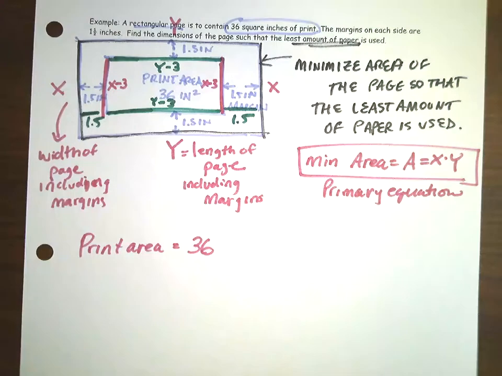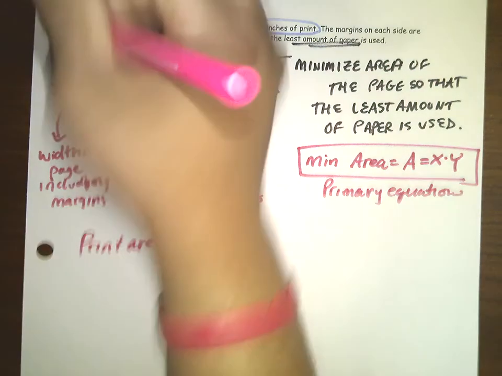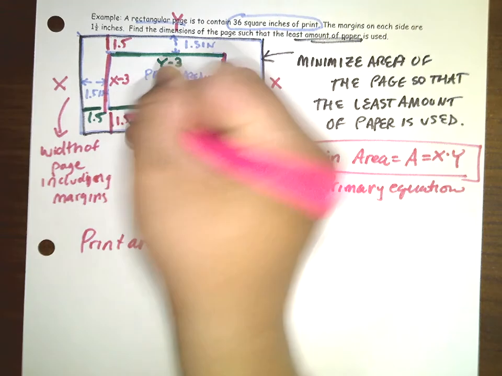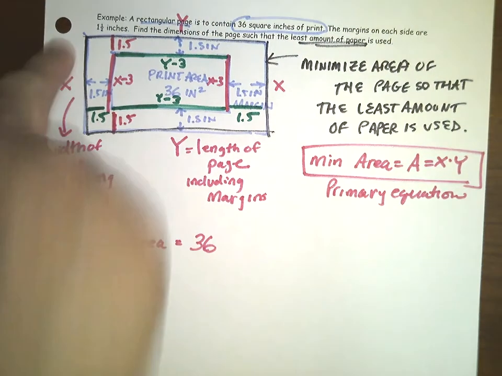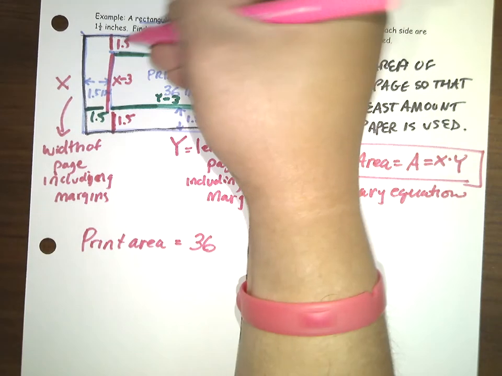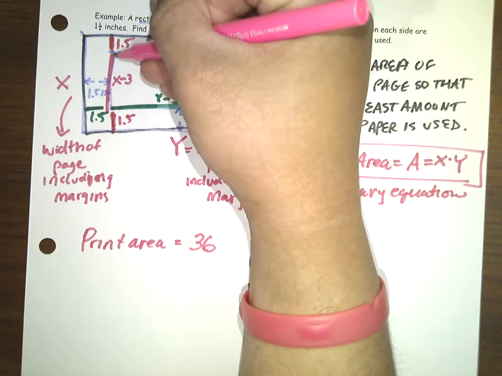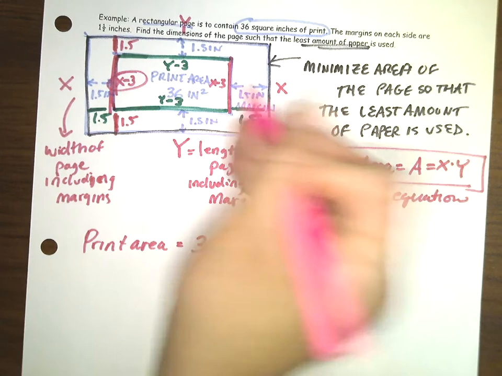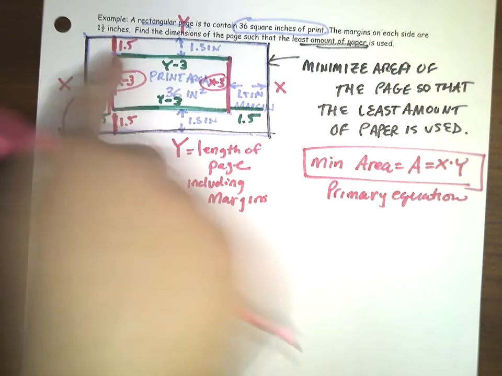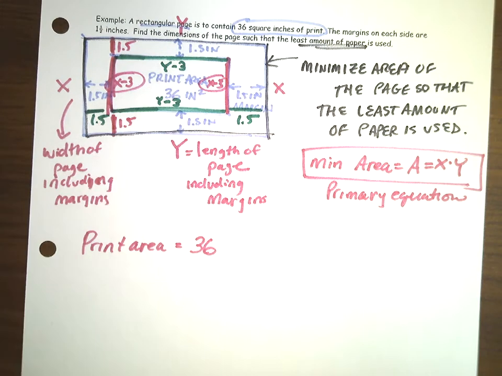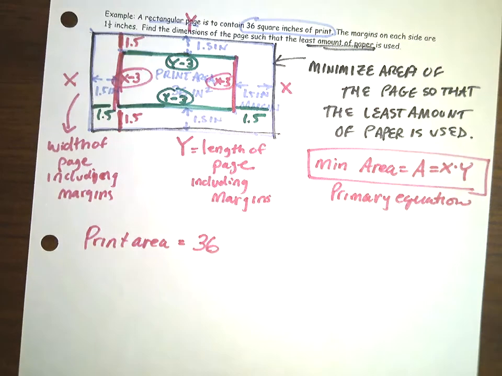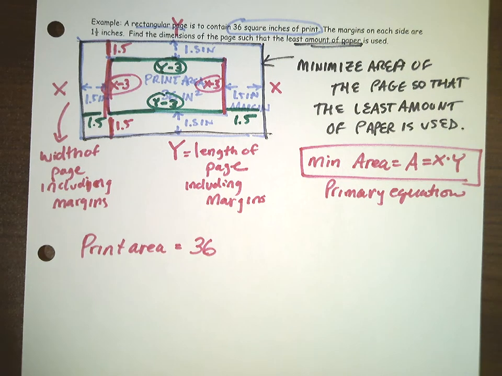And the same thing for the x. If this is 1.5 and this is 1.5, and the whole thing is equal to x, then if I subtract the 1.5 and the 1.5, the little part that's left here is x minus 3. And the other part that's left for the length of the print area would be y minus 3. All right, let me know if that makes sense. Or I can draw a different diagram, but if that makes sense, then I won't say any more.